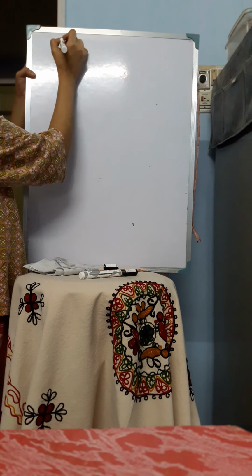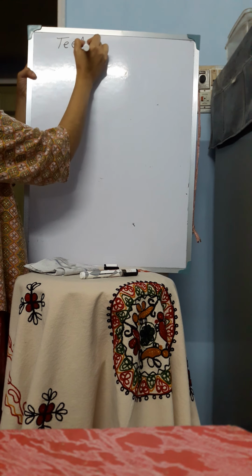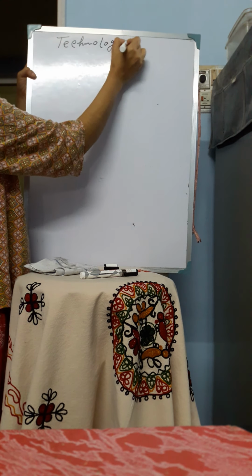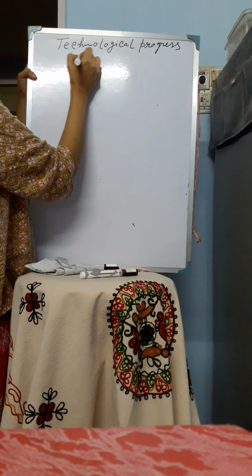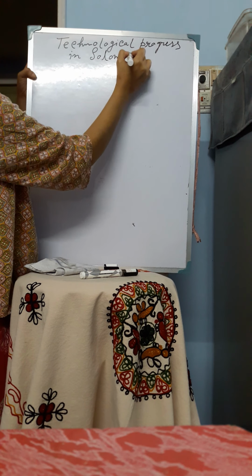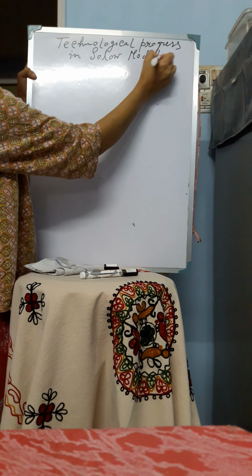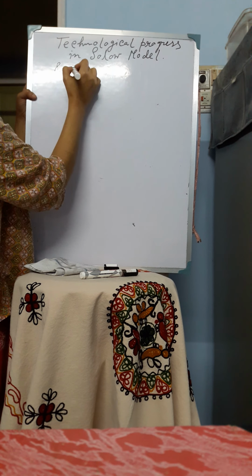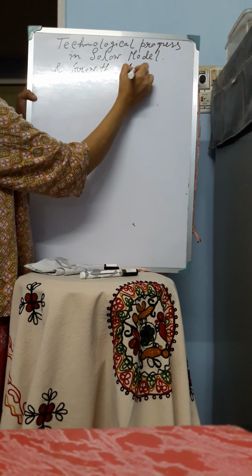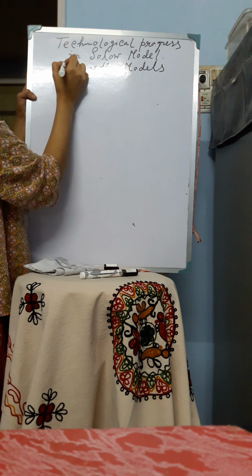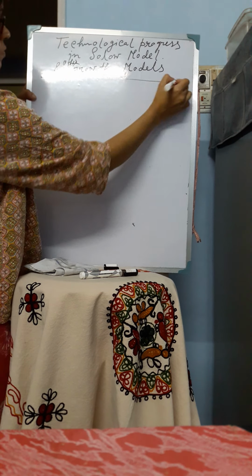Next we consider the technological progress in the Solow model and also in other growth models. Now technological progress means inventions in the production process.